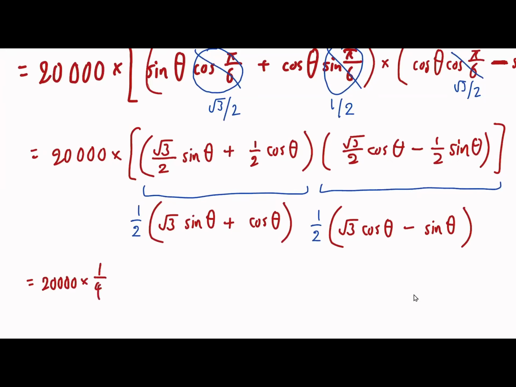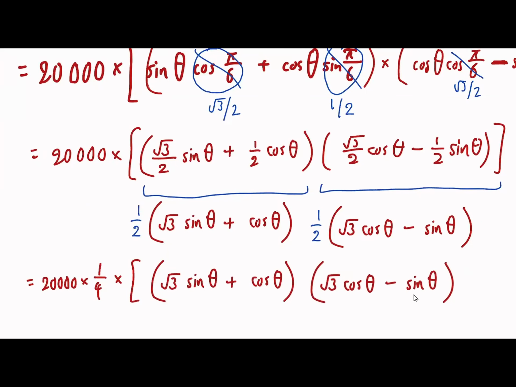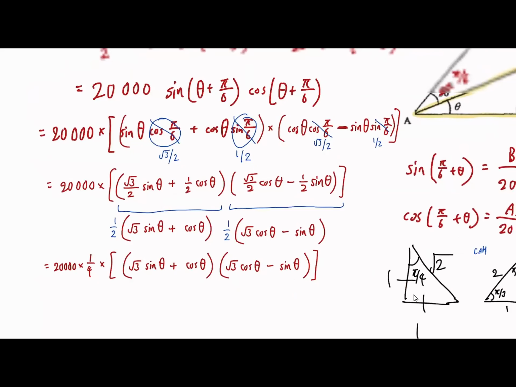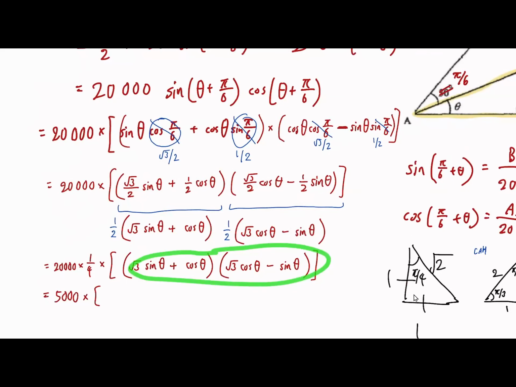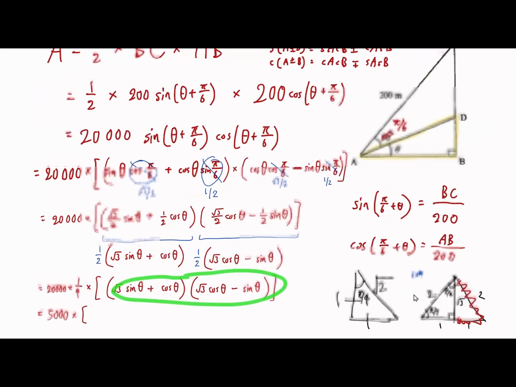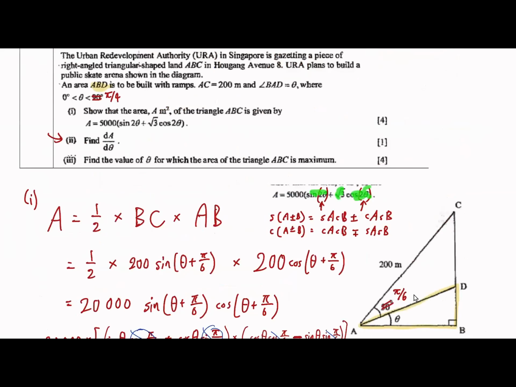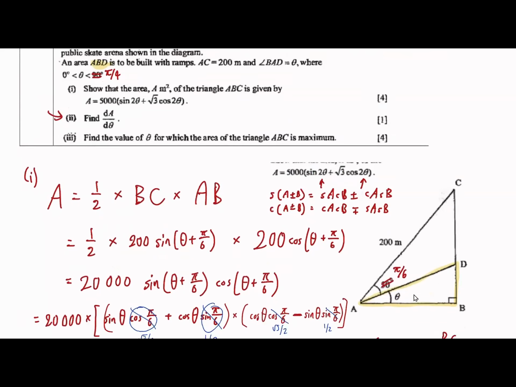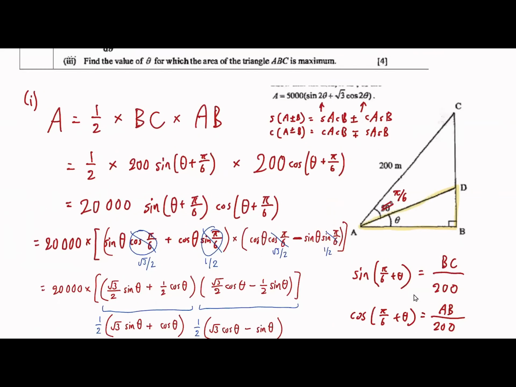So that means that we can now finally have the correct factor. 20,000 times 1/4 times square bracket, whatever was red on the left, multiplied by whatever's on the right in red. Okay, good. We have obtained our 5,000. Still not done. Here is in terms of theta, theta, theta. There is in terms of 2 theta, 2 theta, 2 theta. Sine 2 theta plus square root 3 cosine 2 theta. So we still need to do a bit more identities involving double angle.